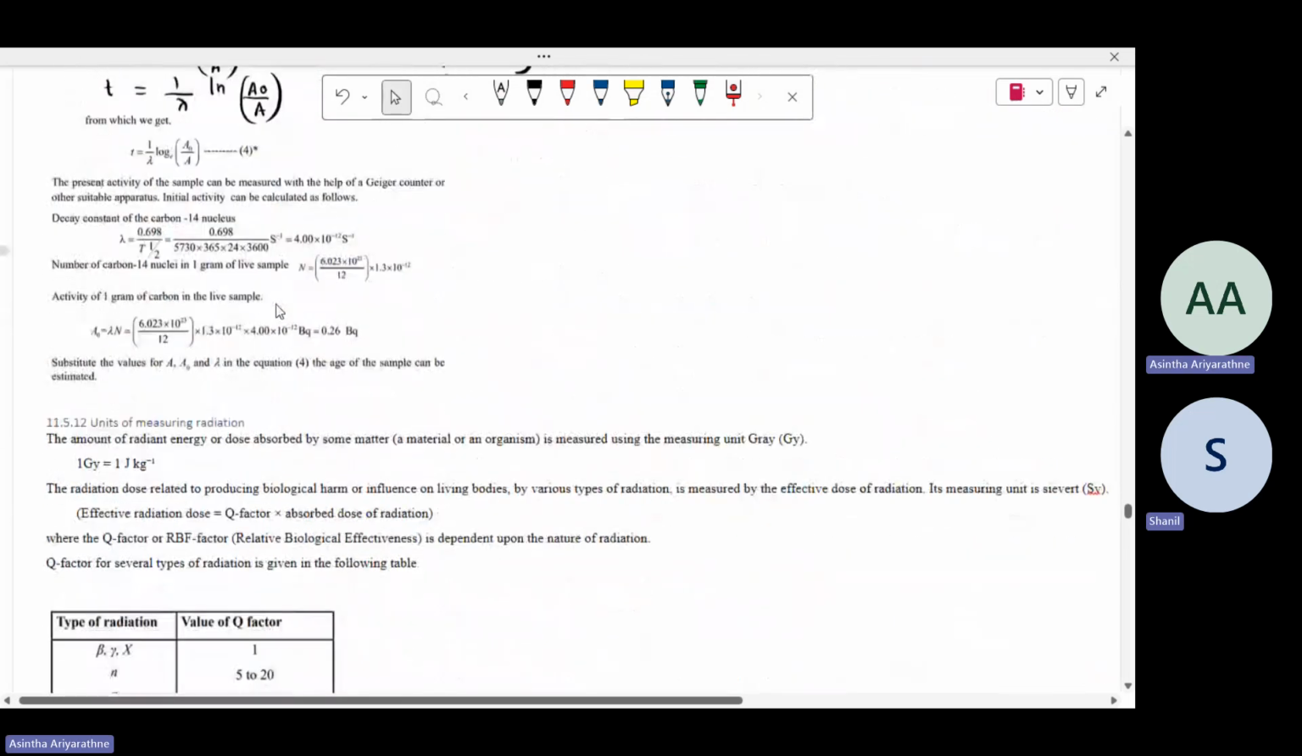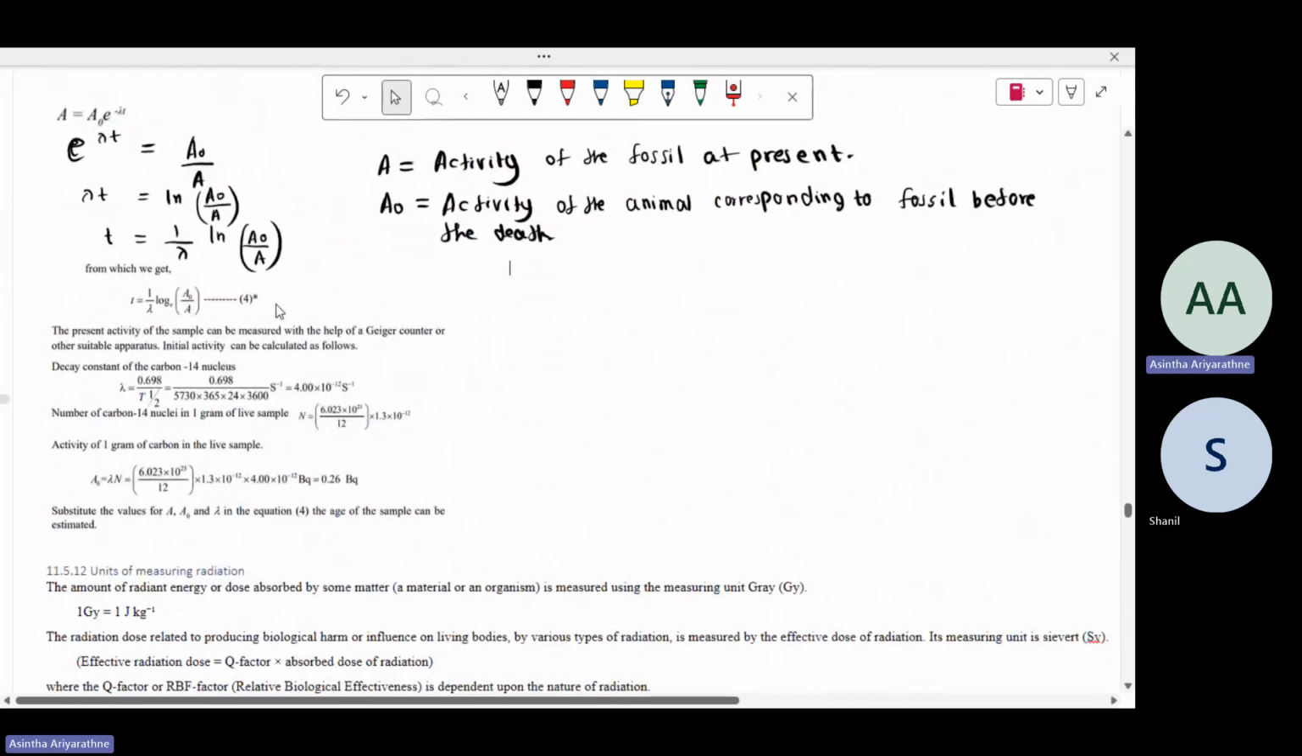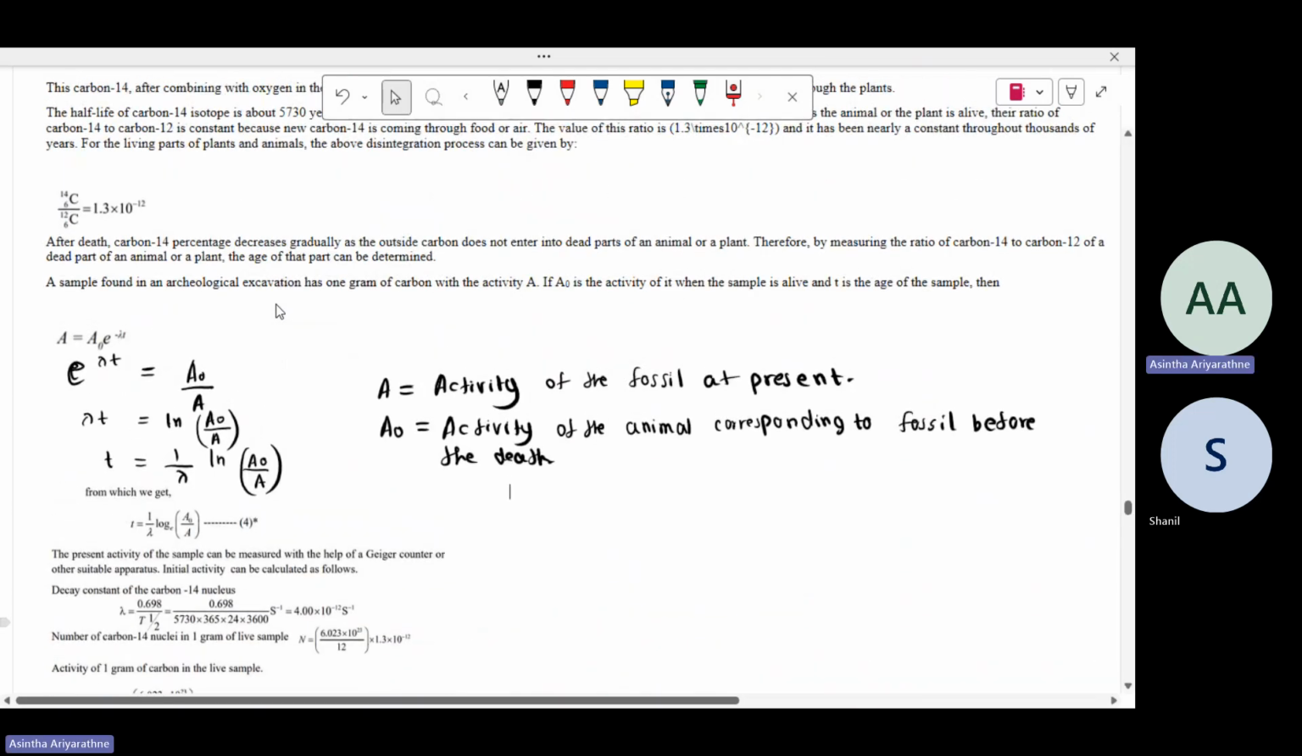So, sir, how will they ask questions regarding this? We'll see a couple of questions. They might give you the half-life and try to ask you to find the age of a fossil. That is possible. Not very hard questions. You will get some simple questions. Actually, this section is somewhat simpler than the other sections.